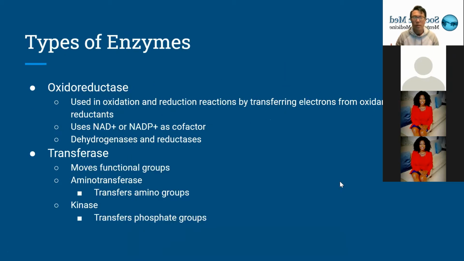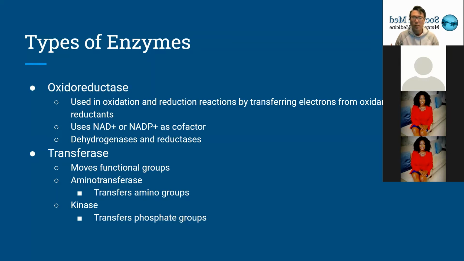Next, I'm going to go over the different types of enzymes. There are a bunch of different enzymes, and each one performs a specific reaction. Oxidoreductase is used in redox reactions. So it's used in reactions that require oxidation and reduction, and it does it by transferring electrons from the oxidant to the reductant. They usually use NAD+ or NADP+ as cofactors that help perform the reaction.